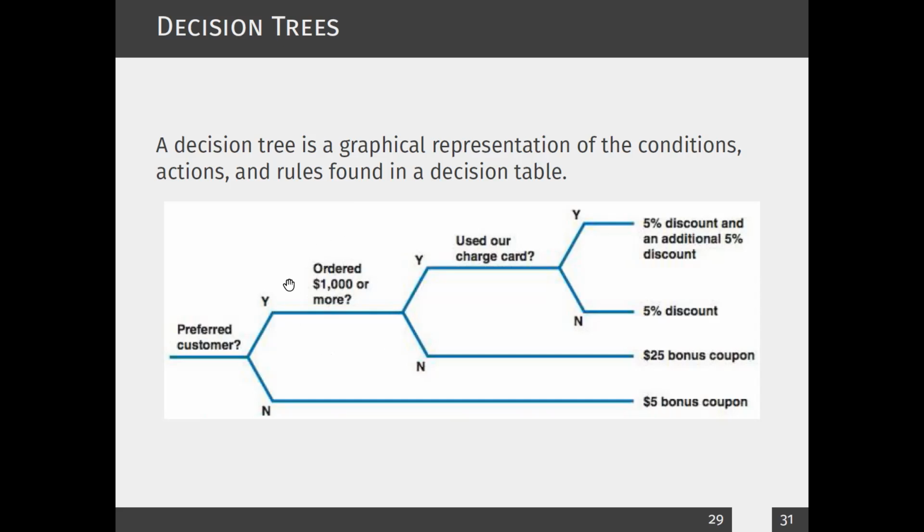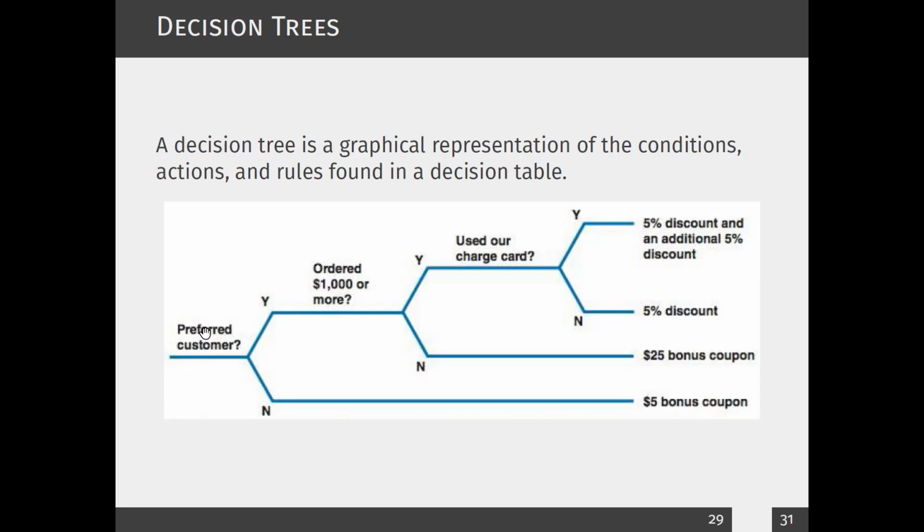But if the person is a preferred customer, then we have to ask the second question. The second question is whether the person has ordered 1,000 or more. If it is no, directly we know that if you are a preferred customer and if you do not order 1,000 or more, you are getting $25 bonus coupon.